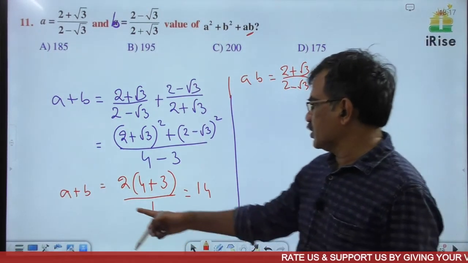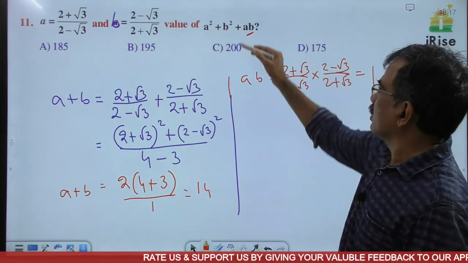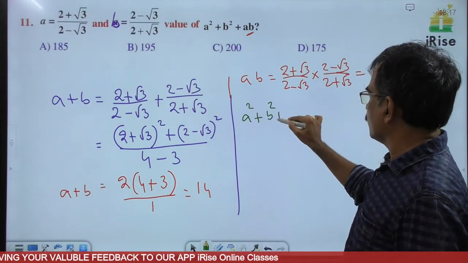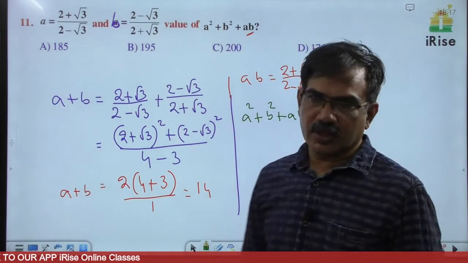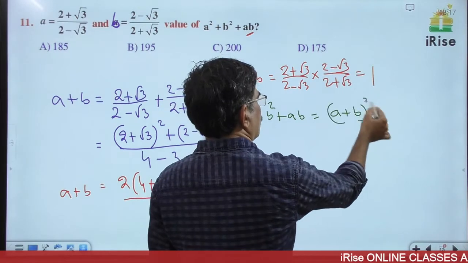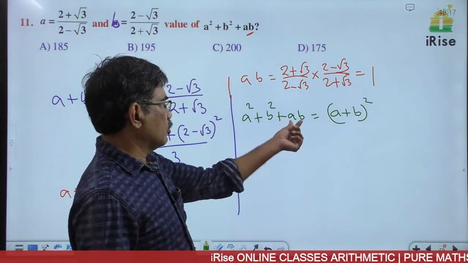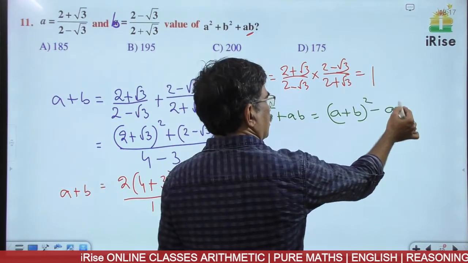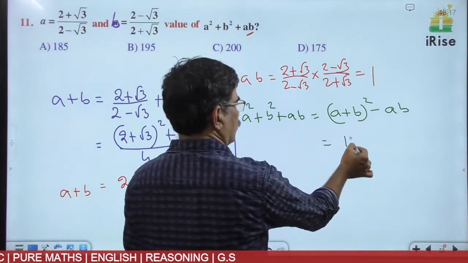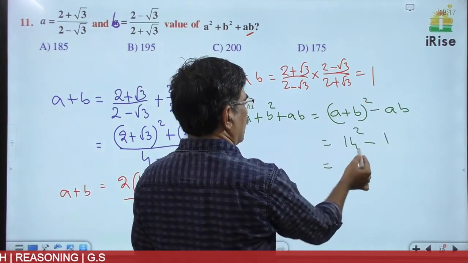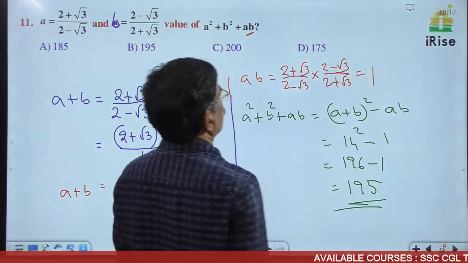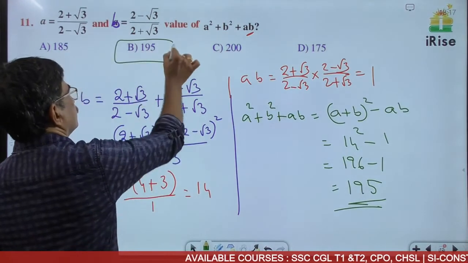Okay. So if a plus b is 14 and AB is 1, then the question is a square plus b square plus ab is equal to how much? Here this total can be written as (a plus b) whole square. (a plus b) whole square is a square plus b square plus 2ab, but 2ab is not there. Just subtract ab from this. We get on the left hand side, where a plus b is 14, 14 square minus ab, which is 1. 196 minus 1, the answer is 195.